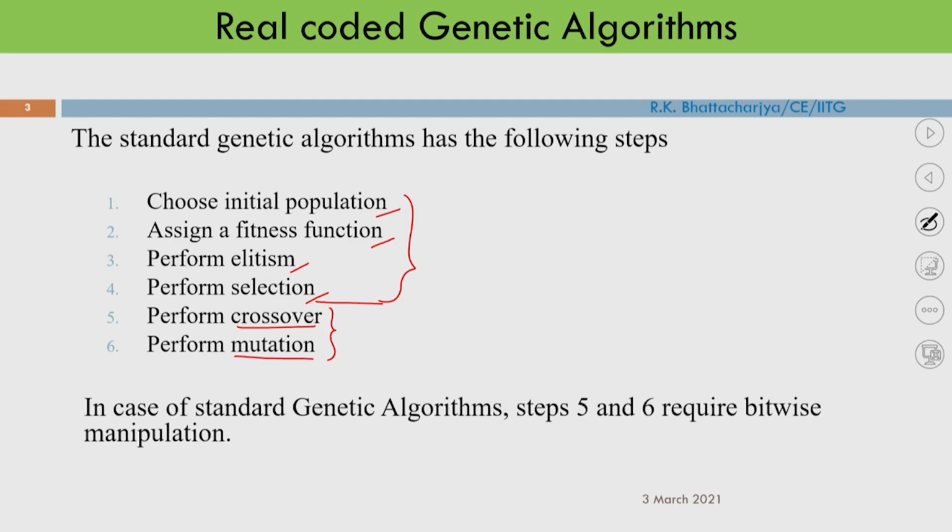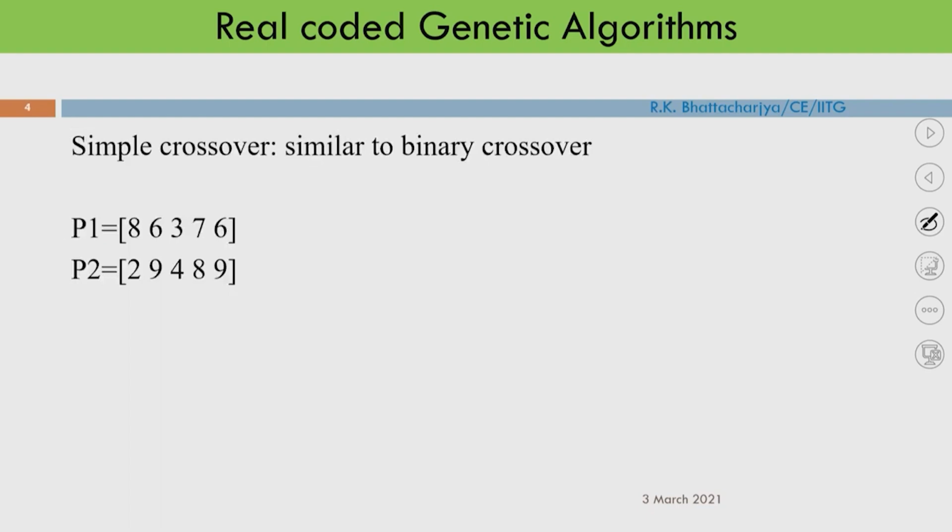Let us discuss some of the techniques that can be applied to perform crossover and mutation on the real values without converting to the binary string. So, the first one is a simple crossover. This is similar to binary crossover.